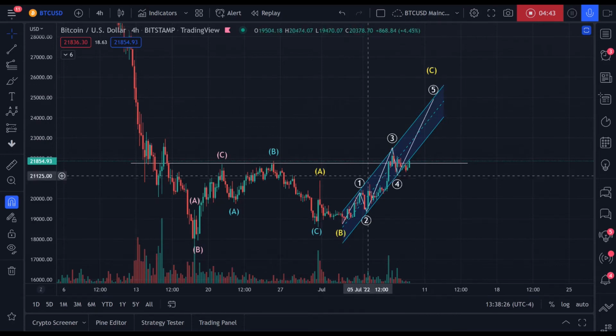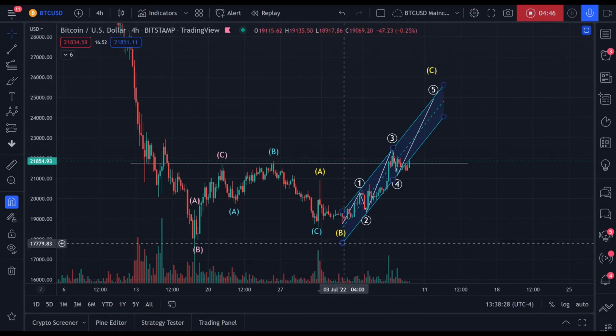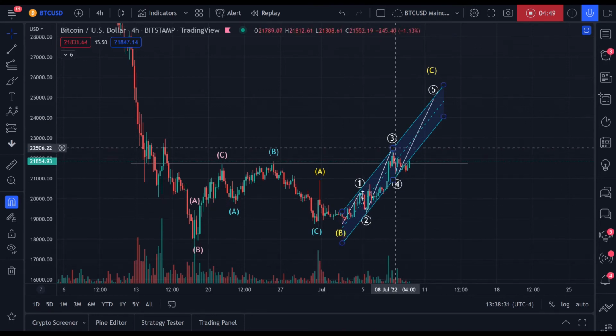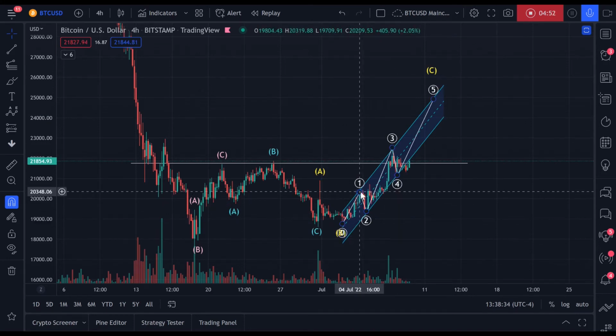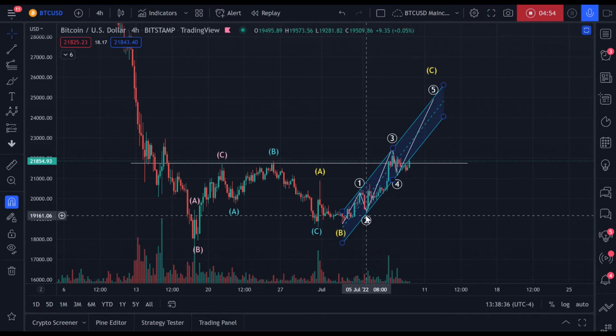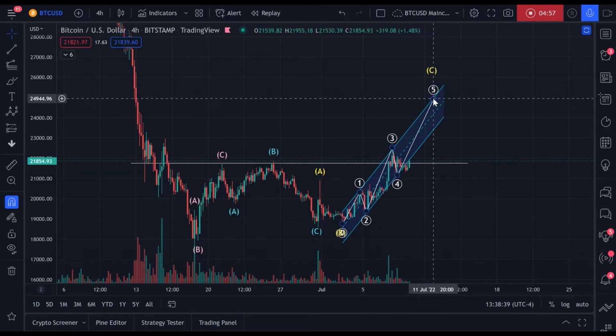And that is confluent with the channel that I made of this impulse. Okay, I basically connected the highs of wave 1 and 3 and the lows of wave 2 and 4, and that would give us a wave 5 high at 24.9. Okay, and that would be around the 11th at 8 p.m. Eastern Standard Time. All right, more or less, according to this channel. Remember, time is just another aspect of analysis, just like price is, right?